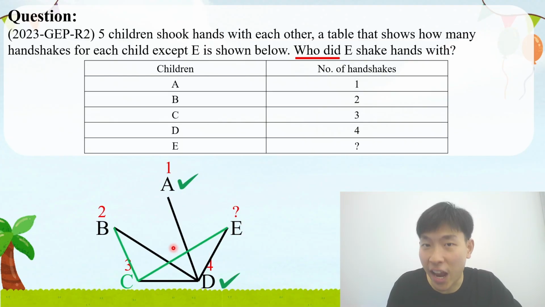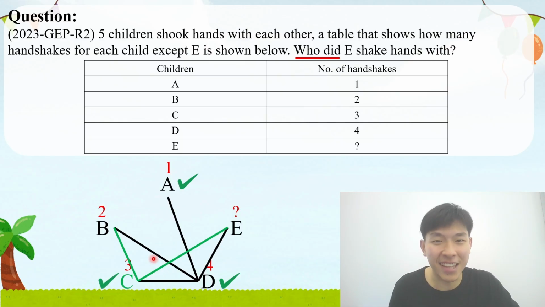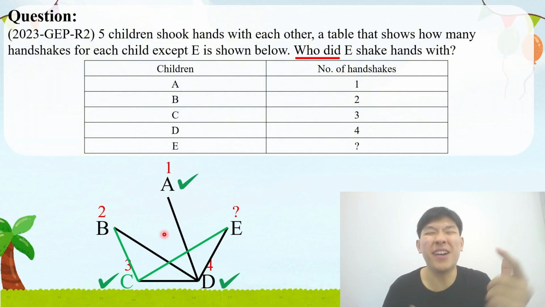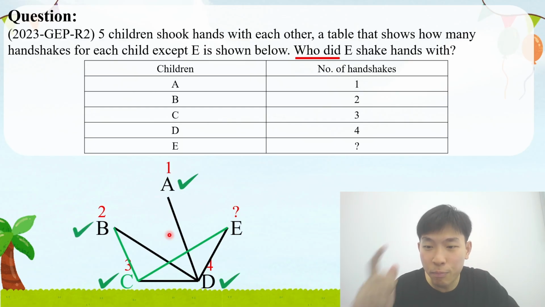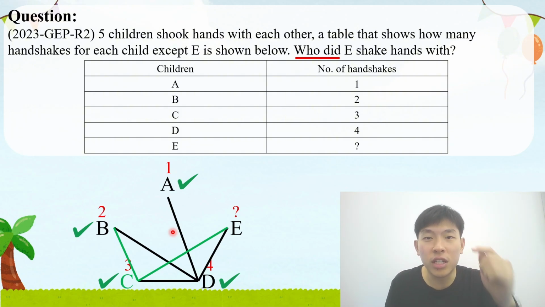And now, let's check. So C shakes hands 3 times. 1 with B, with E, and with D. Is C done? Yes, C is done. So put a little tick there. And then let's check B here. B shakes hands twice. With D, with C. Is B done? Perfect. B is also done. Put a little tick. And now A, B, C, and D, all of them are done, except E here. So this means that E must also be done.